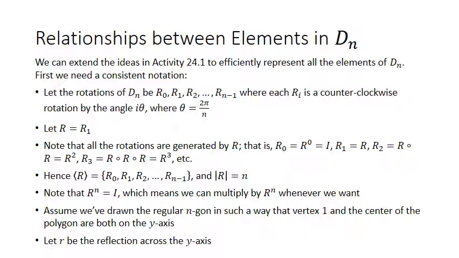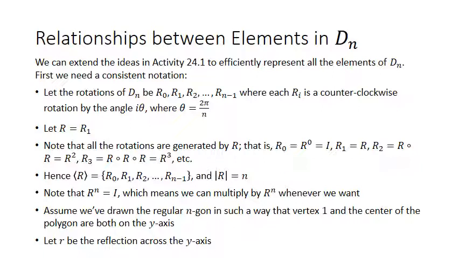Okay, and now let's talk about relationships between elements in Dn, the dihedral group. What we're going to try to do is extend the ideas in that activity 24.1 that we just did, in such a way that we can efficiently represent all of the elements of Dn in terms of just two elements, little r and big R.